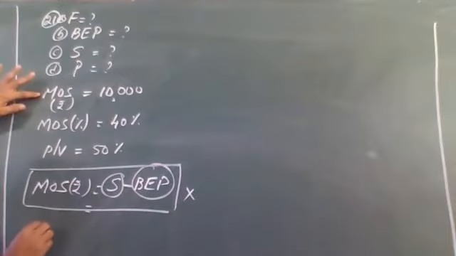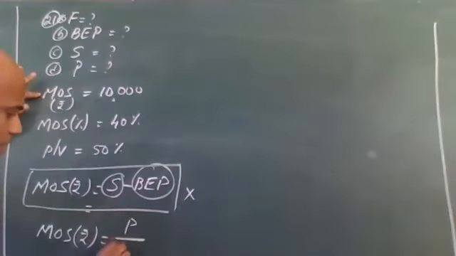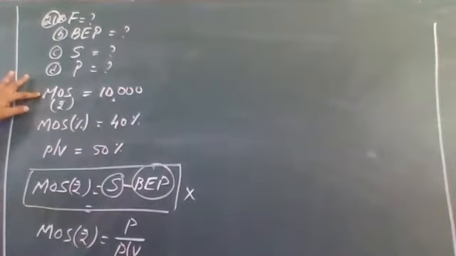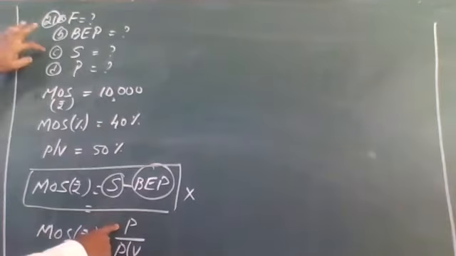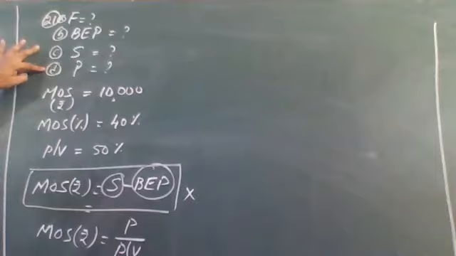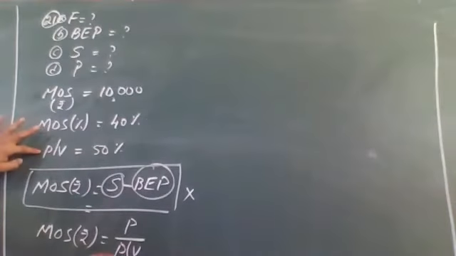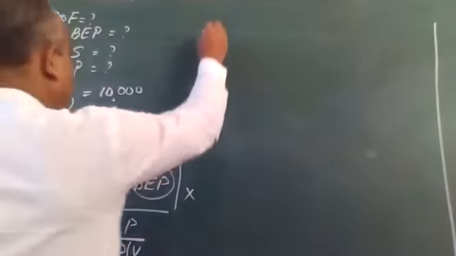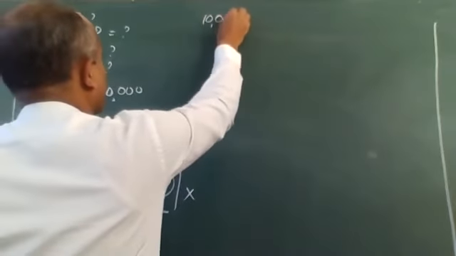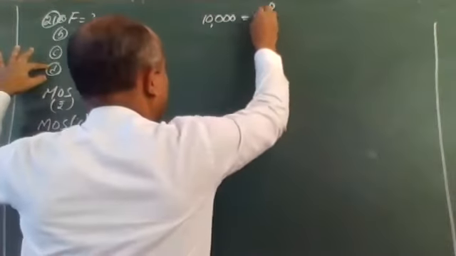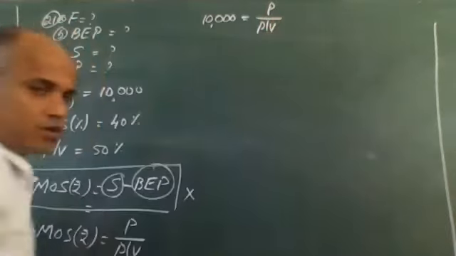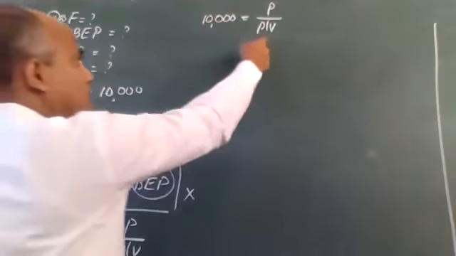MOS can be calculated with the help of profit by PV ratio. Do you know MOS rupees? Yes. Do you know profit? No, we don't know. PV ratio? Yes, PV ratio is given. So I think I can find this out. MOS is 10,000 rupees equals profit by PV ratio. Profit is the question mark, and the PV ratio is known.